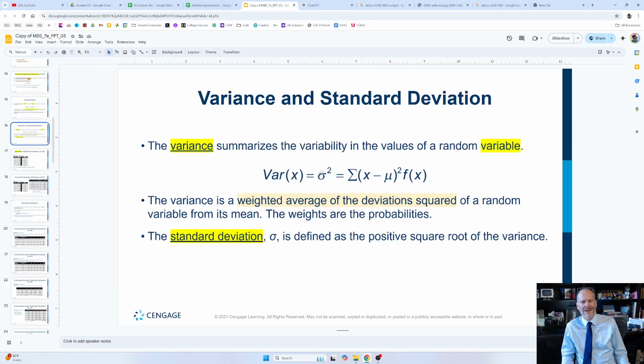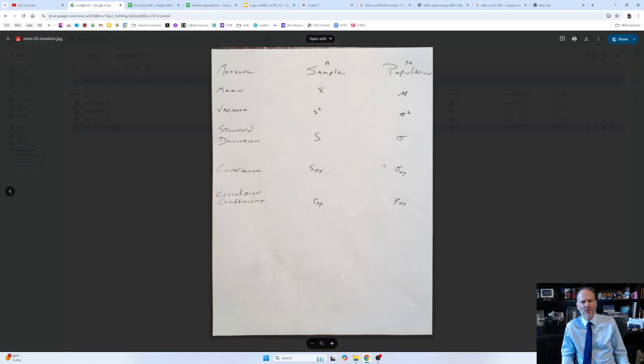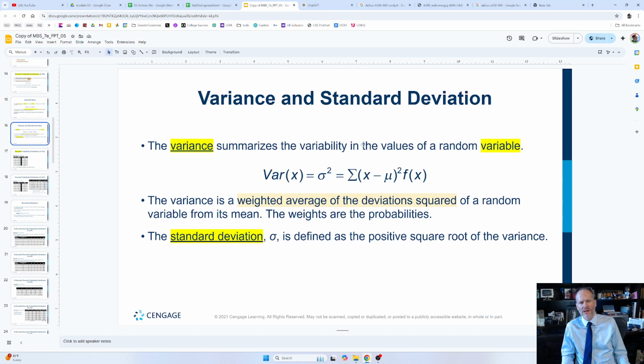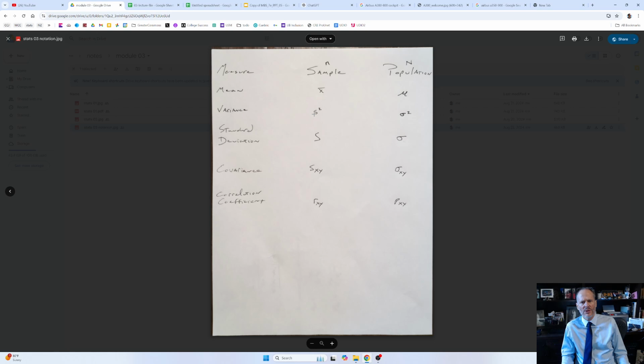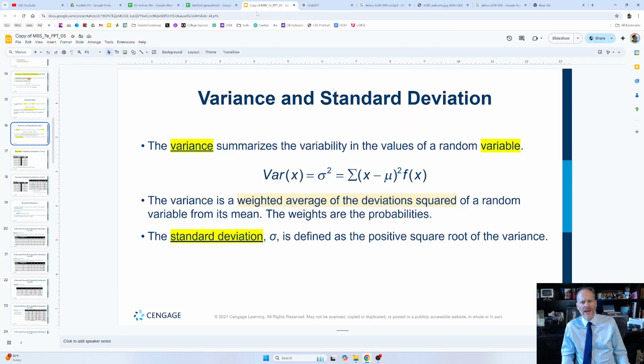Here you can see it's sigma squared. Sigma squared is showing us that this is the variance for a population in this formula. If we were doing variance for a sample, it'd be s squared, and maybe the formula would be slightly different. And then we have standard deviation. Sigma is for a population. That's just going to be the square root of the variance.